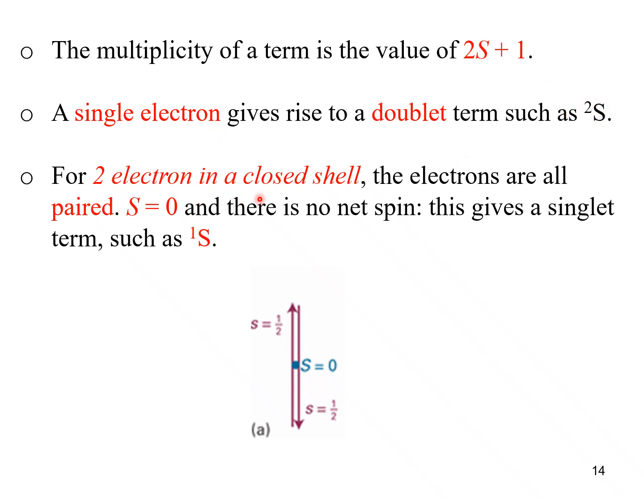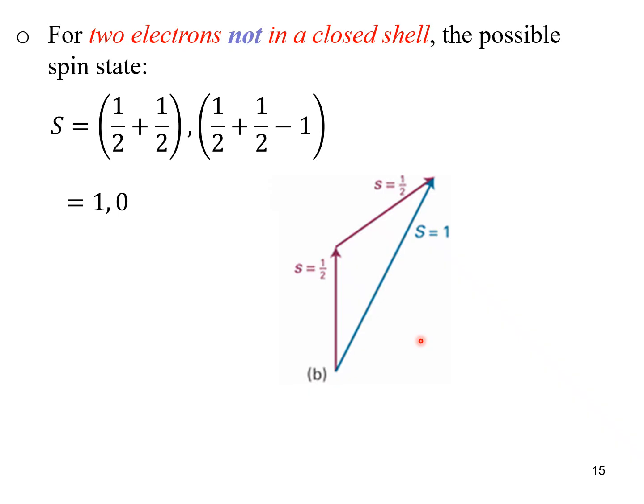But for two electrons in a closed shell, the electrons are all paired. So one will be spin up and one will be spin down for a closed shell. Therefore, the total spin quantum number will equal 0, and there is no net spin for a closed shell. So when S equals 0, the multiplicity equals 1. So the term symbol for the multiplicity is singlet S for a closed shell system with a pair of electrons in the orbital.